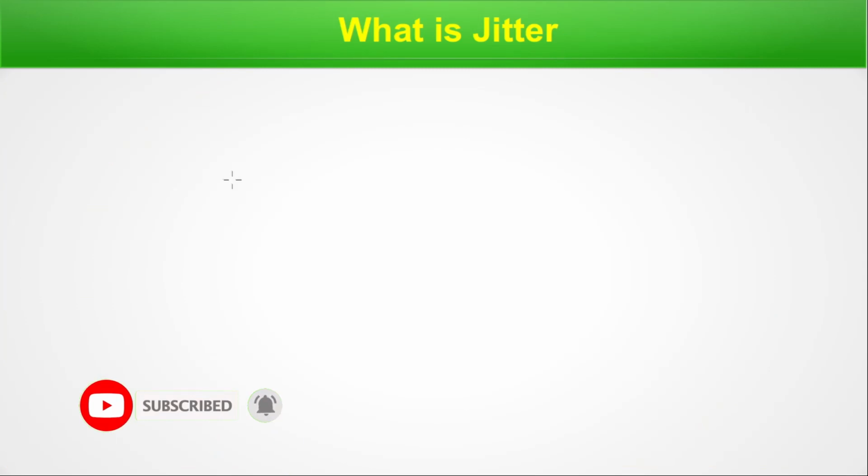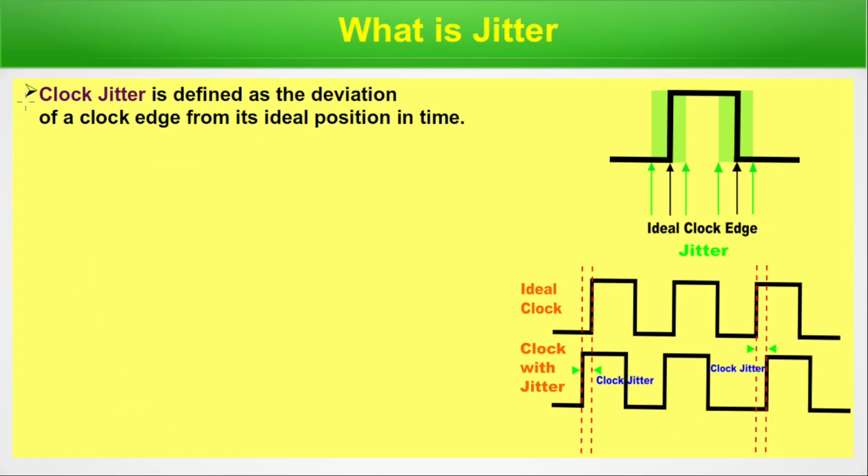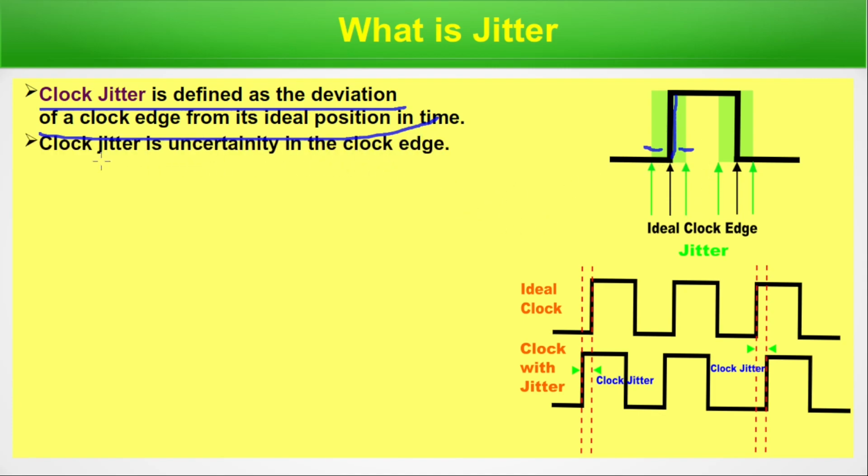Now jitter. Jitter is another type of delay. Clock jitter is defined as the deviation of the clock edge from its ideal position in time. It's like uncertainty. The ideal clock edge should be like that, but it might deviate from its position on both sides in time axis. That is the jitter.